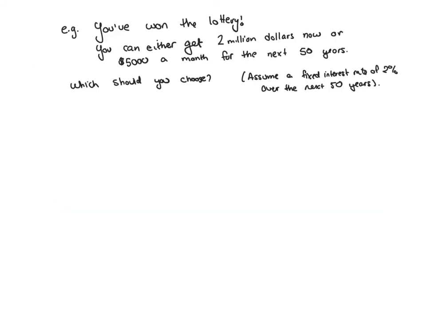All right, so let's say you've won the lottery, and you have two options. You can either get the lump sum payment, so you get $2 million right now, or you can choose to get $5,000 a month for the next 50 years, and you have to decide what you should choose.